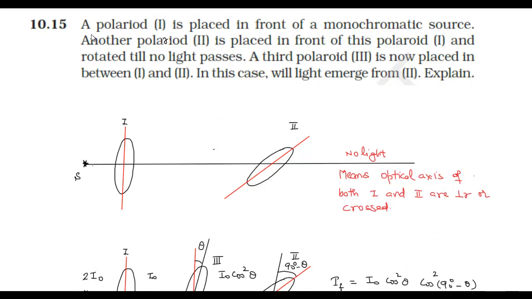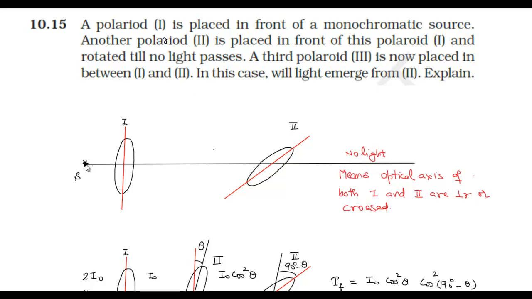Now in this question he is saying that we have a Polaroid 1 placed in front of a monochromatic source, and there is another Polaroid 2 placed in front of this Polaroid 1 and rotated till no light passes. So this is the situation.